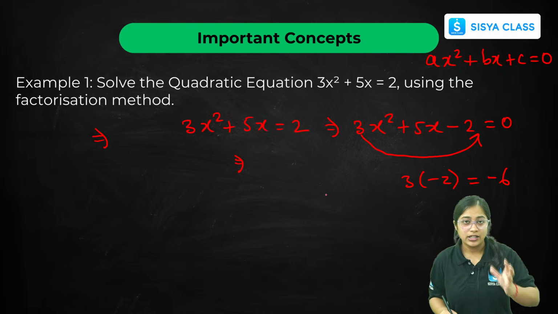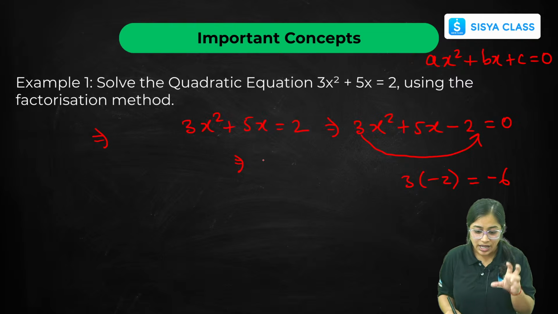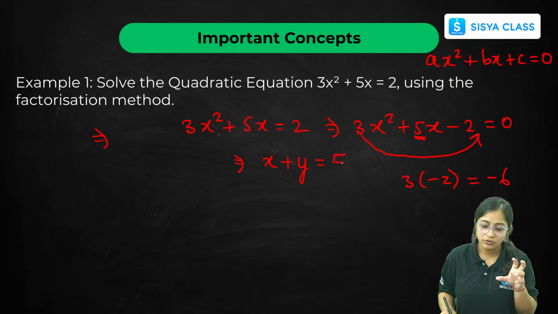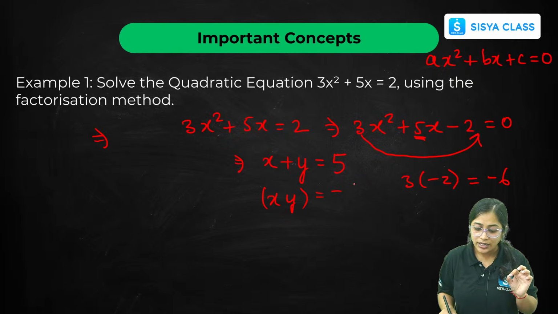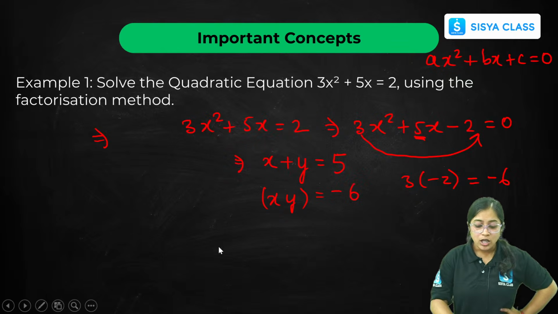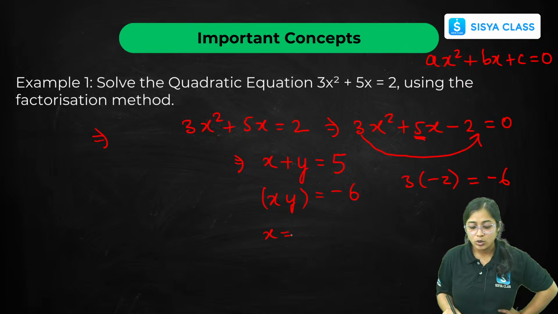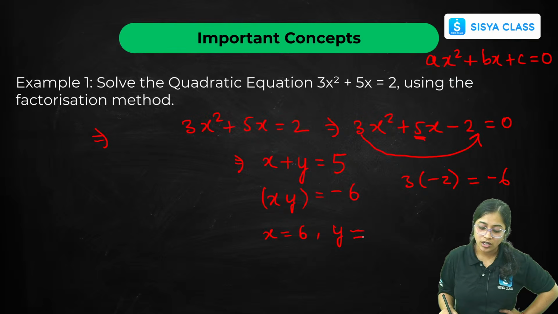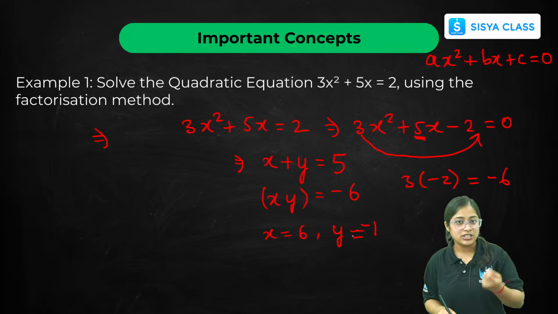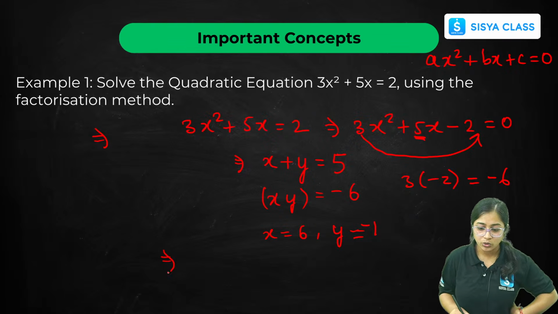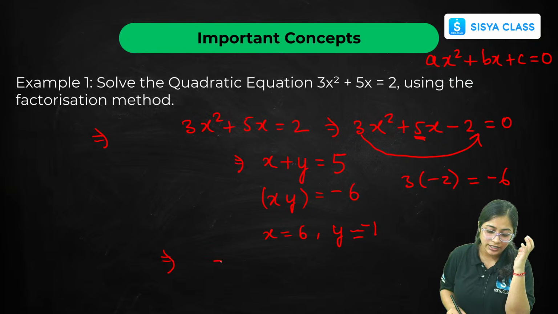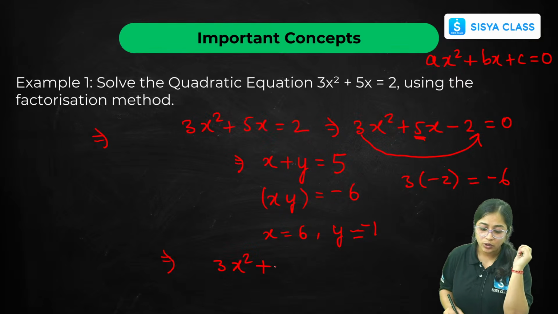Now we will try to find two numbers such that if we add them, we get the middle term, that is 5, and if we multiply them, we get the product ac, that is minus 6. Now what are those numbers? We know that if we take x equal to 6 and y equal to minus 1, then their addition is 5 and multiplication is minus 6. So now you can substitute here. You will get 3x square, and this 5x you can write as 6x minus x minus 2 equal to 0. Now just factorize it.